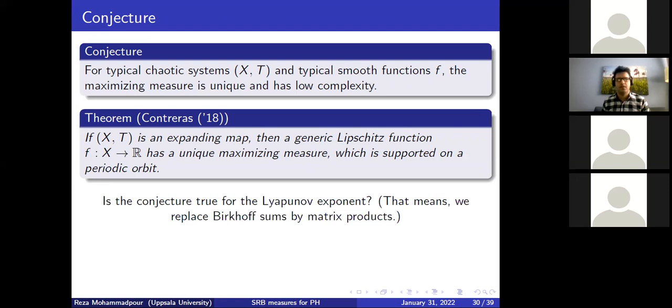And now we have this question: is the conjecture true for the Lyapunov exponent? I mean, is the entropy of the Lyapunov maximizing measure 0 under generic assumption? Recently, with Philippe, we gave a positive answer. I mean, we proved Contreras' theorem for matrix cocycles.